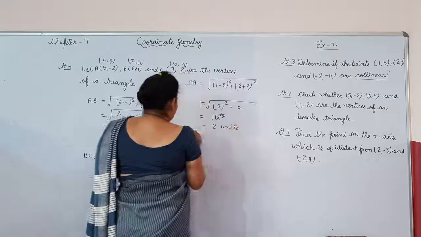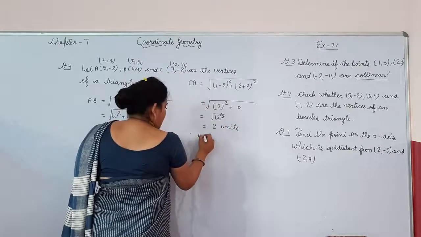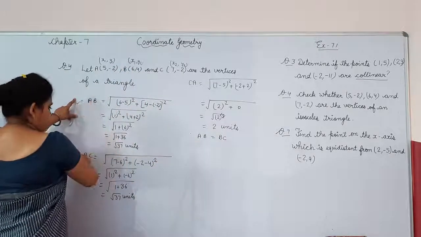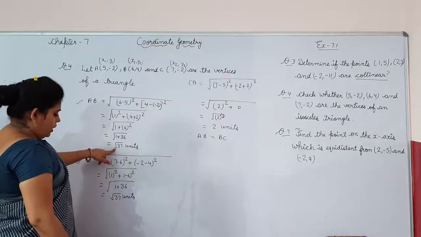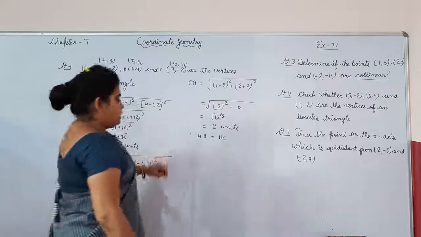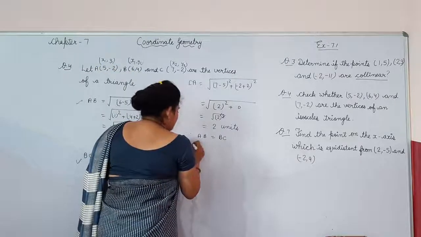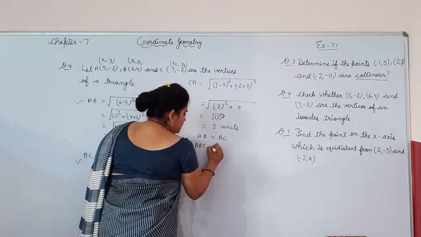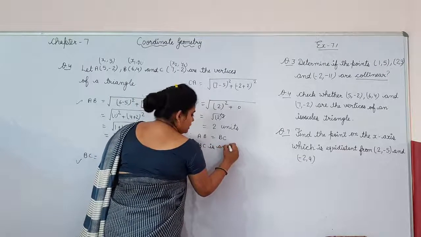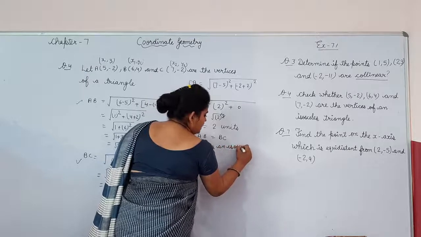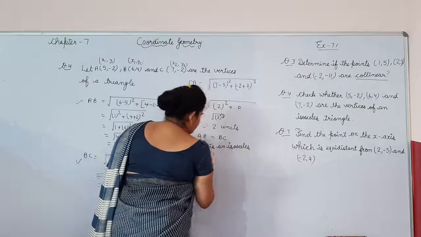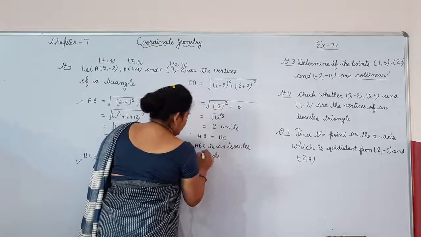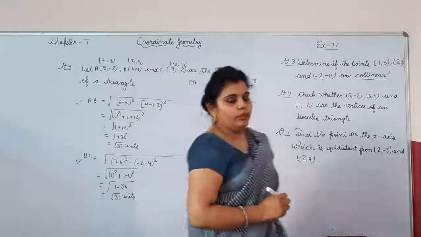What do we get? Because AB is equal to BC, both are of square root 37 units, then we can say that ABC is an isosceles triangle. It is an isosceles triangle. This is your question number 4.